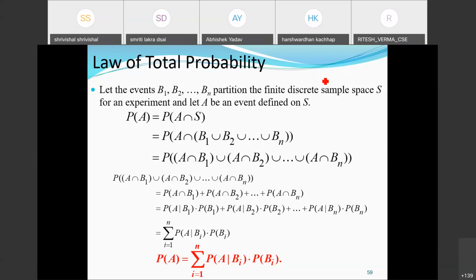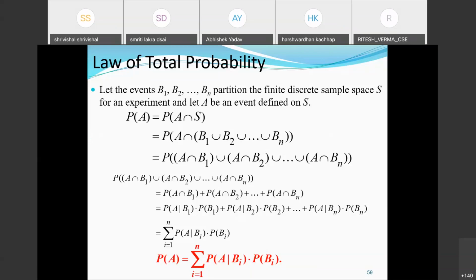Okay, so the law of total probability here. Let the events B1, B2, ..., Bn be a partition of the finite sample space. So what is the sample space? Could anyone say? Sir, the total number of outcomes. It's a collection. Yes, what you say is correct.